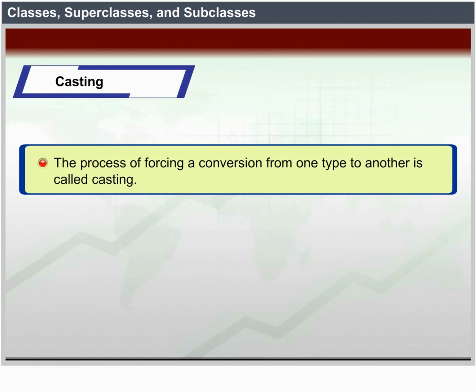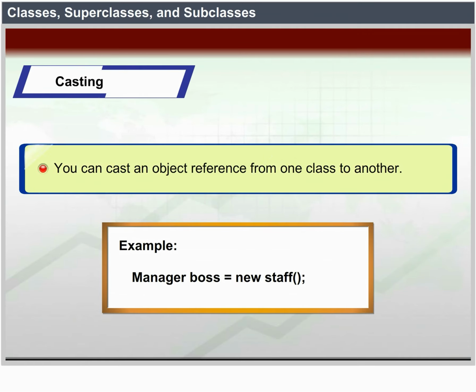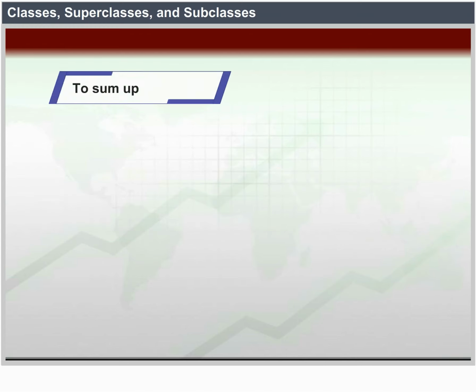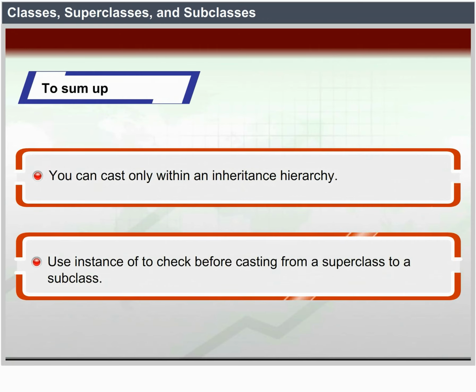Casting. The process of forcing a conversion from one type to another is called casting. You can cast an object reference from one class to another. Example: Manager boss = (Manager) staff[0]. To use an object in its full capacity after its actual type has been temporarily forgotten is the only reason why you would want to make a cast. To sum up, you can cast only within an inheritance hierarchy. Use instanceof to check before casting from a superclass to a subclass.